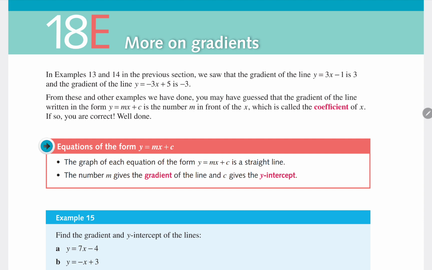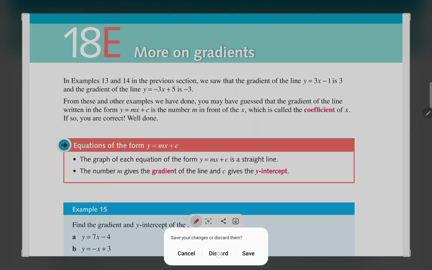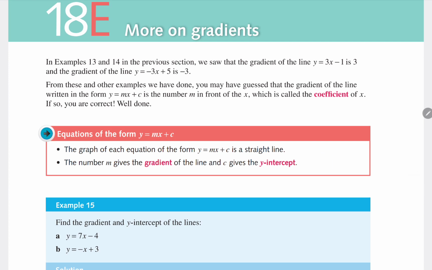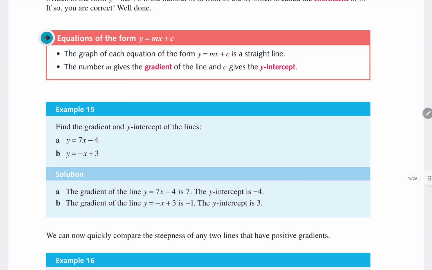If it's 0 times x, it's 0. It's the number that times into x. No, 3 is not the gradient. m is the gradient, right? mx plus c. What's the number that times into x? It's negative 1, yes. Because to get negative x is negative 1 times x. So the gradient is negative 1. What's the y-intercept? 3, yes. So that's the answer to example 15.